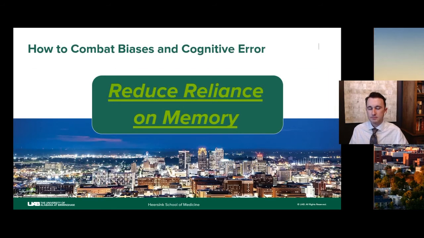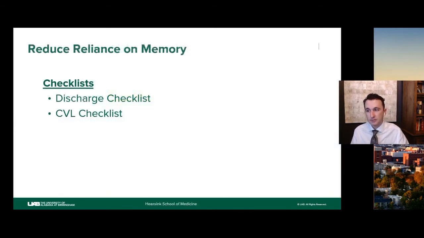All right, next thing, we have to reduce reliance on memory. That's going to enhance how we think, and I want to give you a few examples. Making use of checklists can be really helpful. There's strong evidence that checklists reduce medical error, especially in the critically ill patient or the complex patient. Other industries, like the airline industry, have made use of checklists, and it saved lots of lives, right?